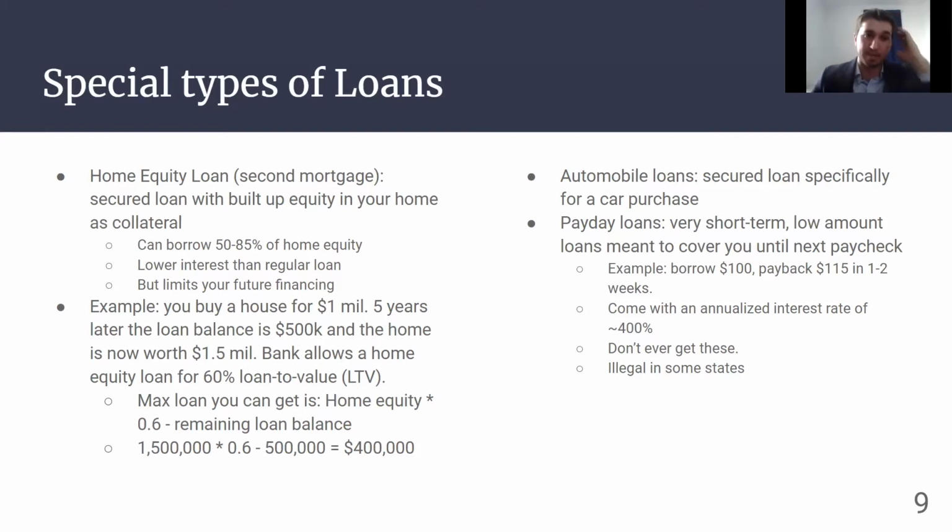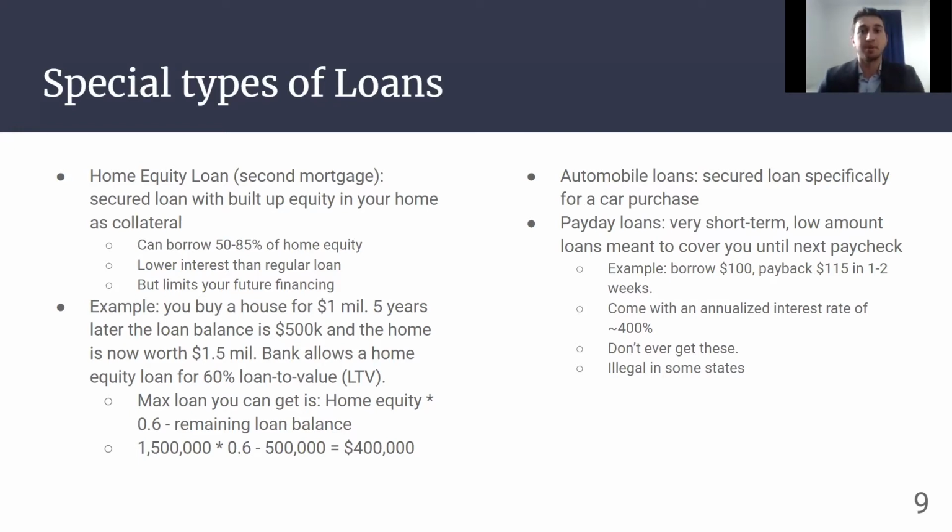Let's look at an example. Let's say you buy a house for $1 million, and 5 years later, the loan balance is $500,000, except your home value has increased and it's now worth $1.5 million. If you want to get a home equity loan, and say you go to the bank and they allow 60% loan to value, the way you calculate the maximum loan that you could get is you take your home equity, multiply it by the percentage that the bank allows, and then subtract out your loan balance. And so in this scenario, the maximum loan that you could get would be $400,000.